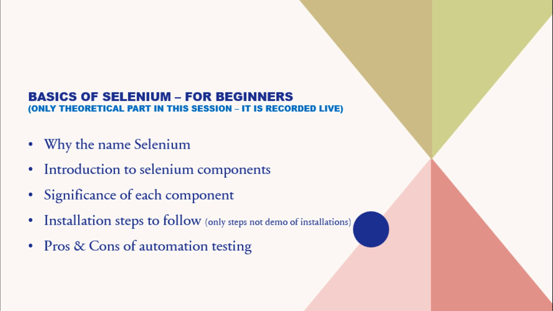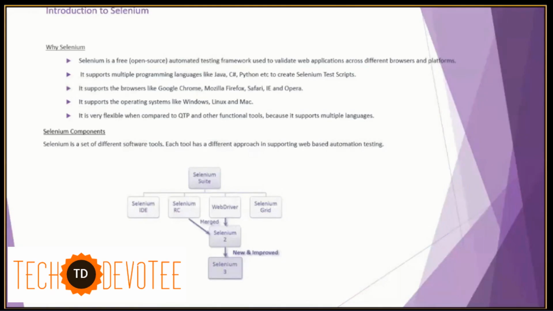We'll be going through all these Selenium concepts, like what are the different components we have, and why Selenium. Selenium components, as you can see, we have 4 components: Selenium IDE, RC, WebDriver, and Grid. Before that, can anyone say why it is named Selenium? Anyone know the story behind it?